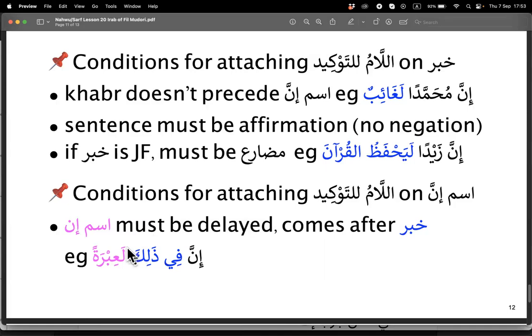Then after that we have la ibratan. So what is its status?